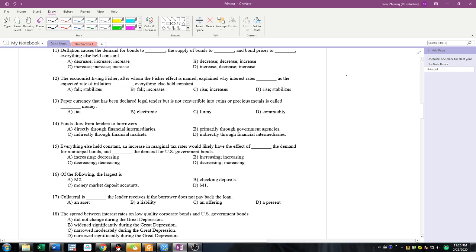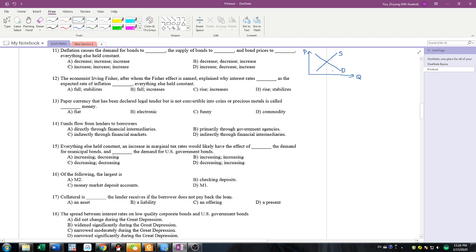It says deflation causes the demand for bonds to move to somewhere and the supply of bonds to somewhere, and bond price is going to do what? So basically, we know it's going to be supply and demand analysis. So let me draw the graph first here. Vertical, we have price of bond, and horizontal, we have quantity of bond. And then we have our supply and demand.